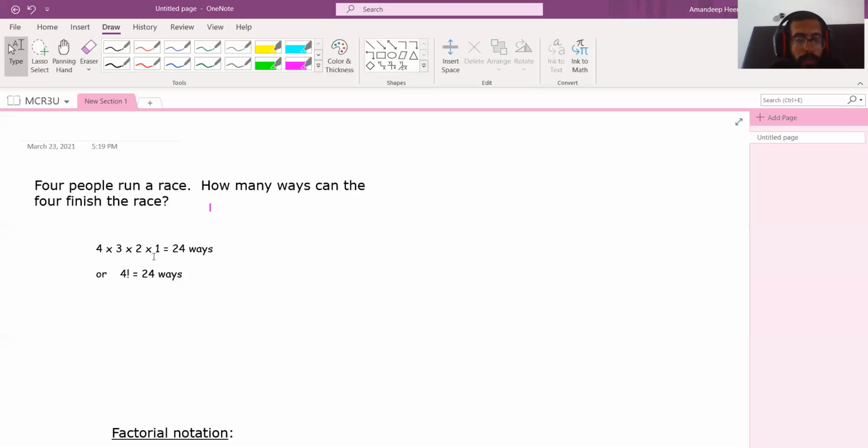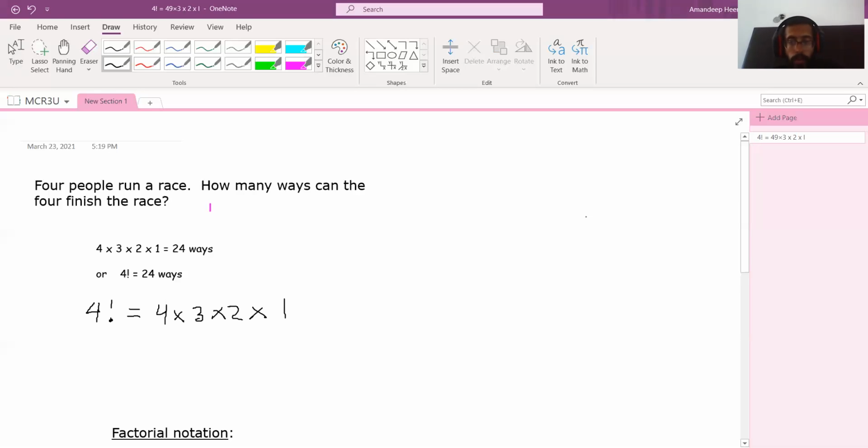Now we can write this quantity right here, 4 times 3 times 2 times 1, as 4 factorial. This is the idea. We can express 4 times 3 times 2 times 1 as 4 factorial. So you can write 4 factorial as 4 times 3 times 2 times 1. Think of 4 factorial as an abbreviation.